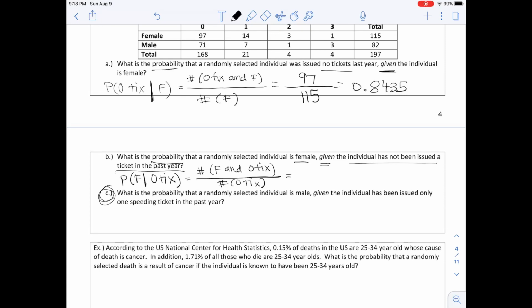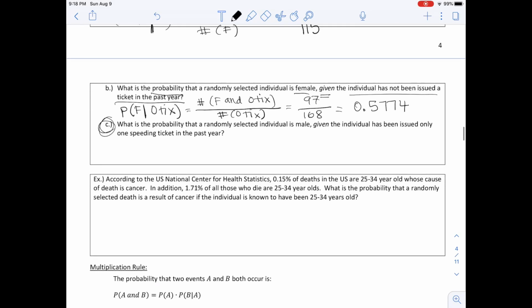So from here, the number of people that have 0 tickets in this problem is going to be 168, and that's going to go in our denominator. And then we have the number of people that are female and have 0 tickets, which is going to be 97. Dividing this out, we get 0.5774.